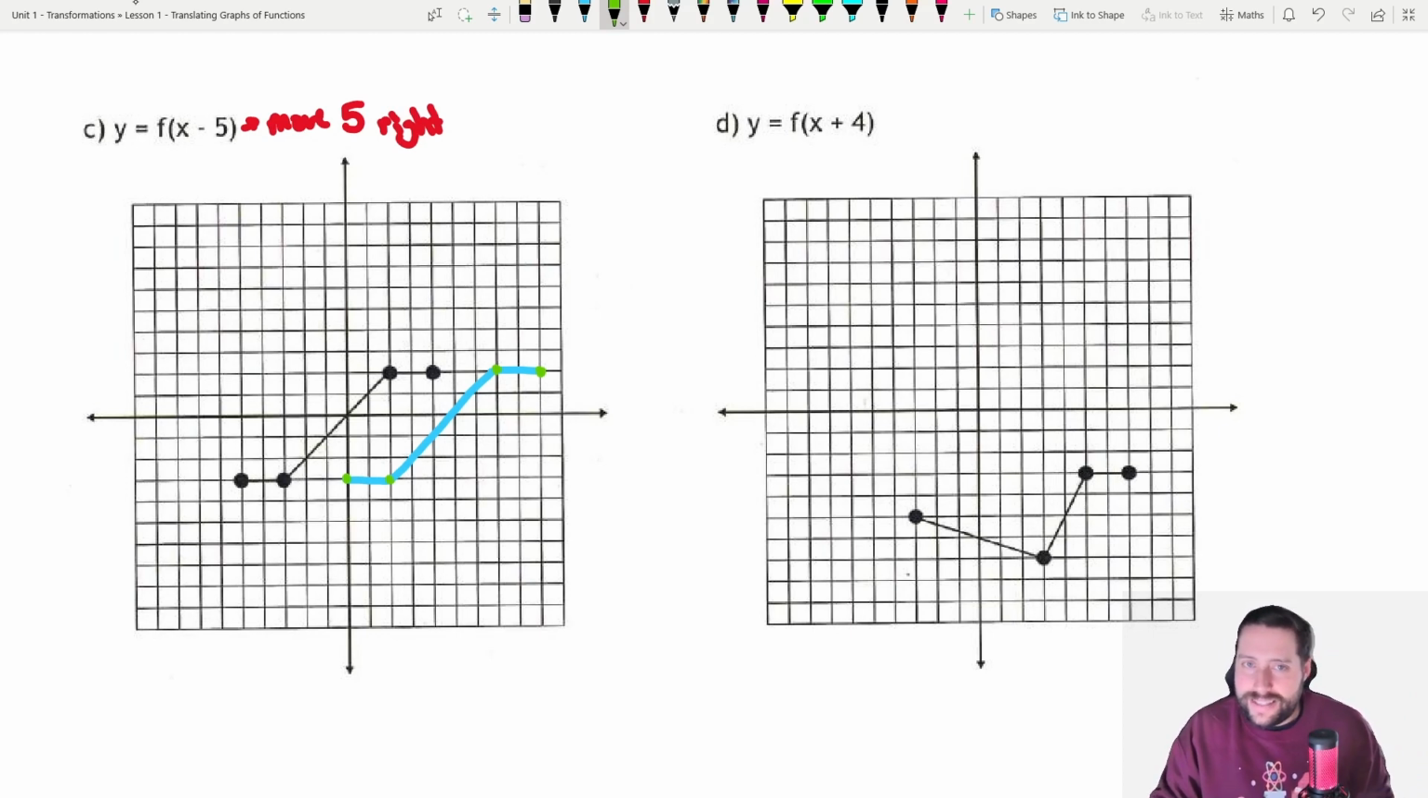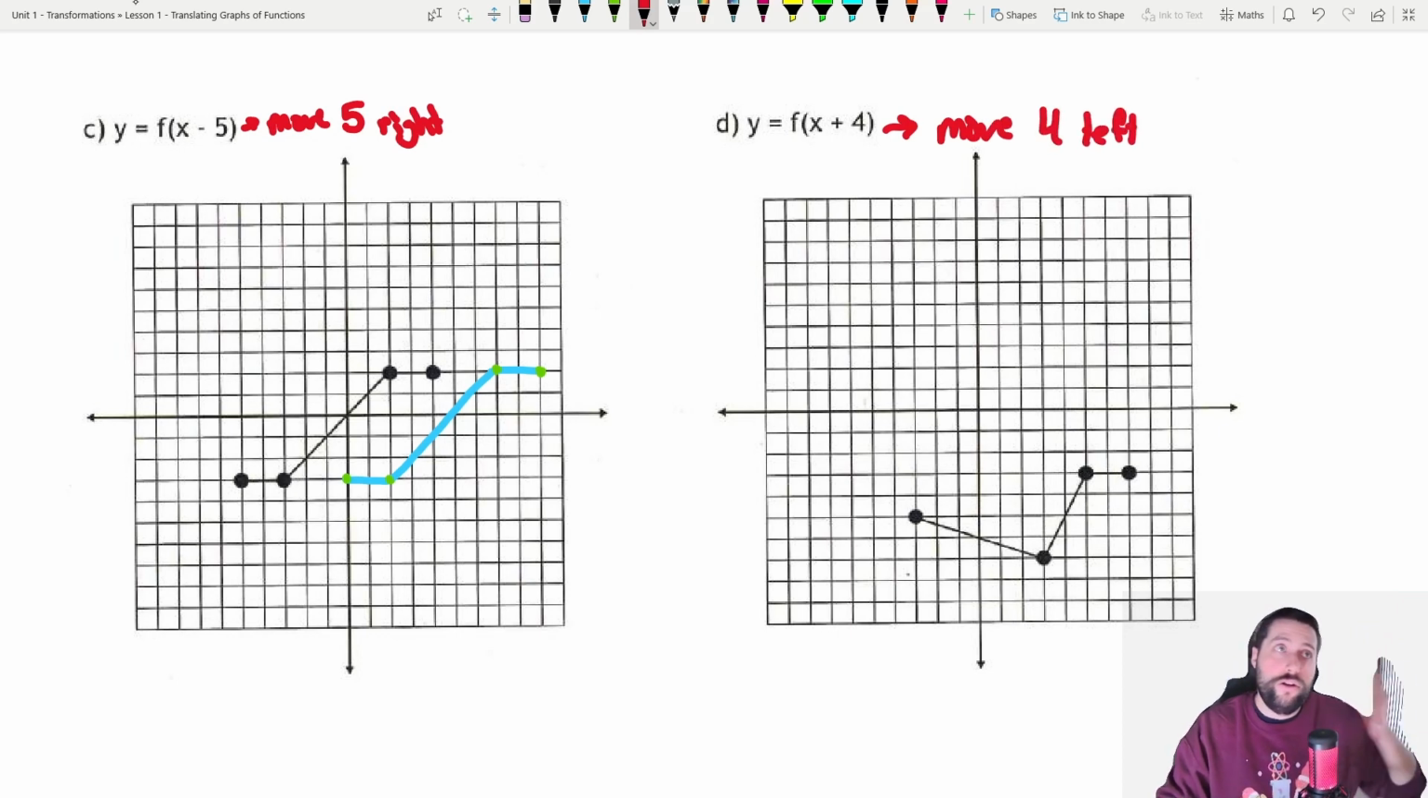And finally, the last example, we have y is equal to f, and in brackets, x plus 4. Because this is saying plus 4, we are automatically thinking that because it's positive, I should be moving to the right. But because it is inside the bracket, we will do the opposite. So we are going to move this graph 4 units to the left. Let's pick up this graph and move it 4 units to the left.